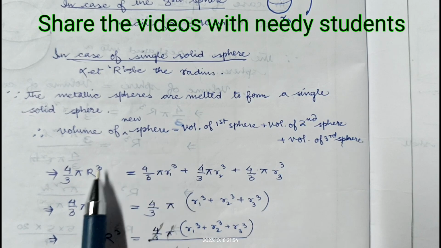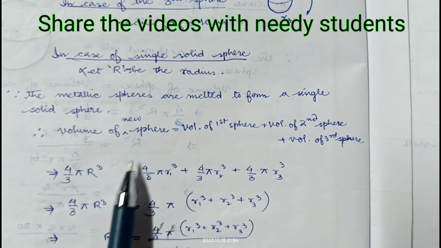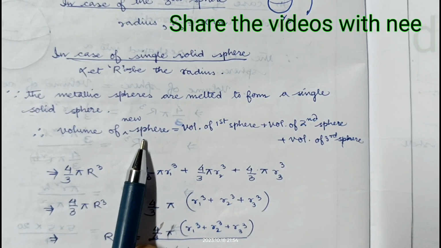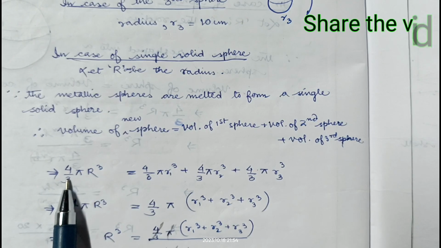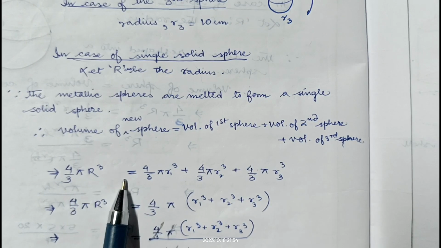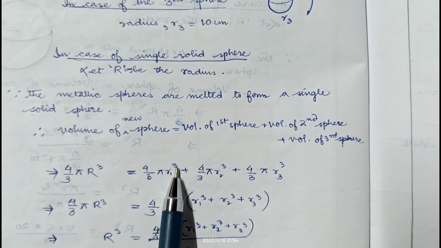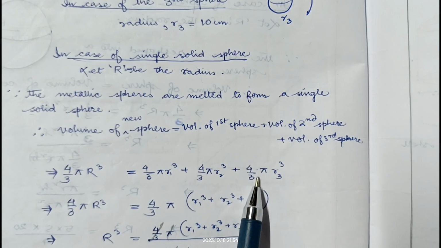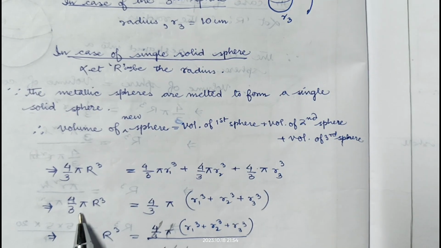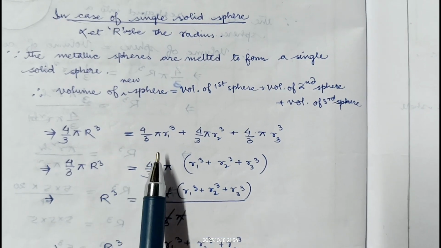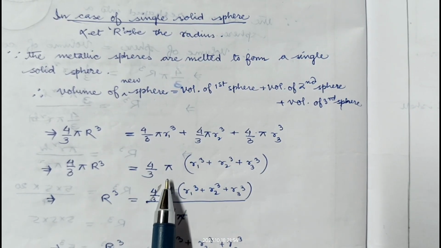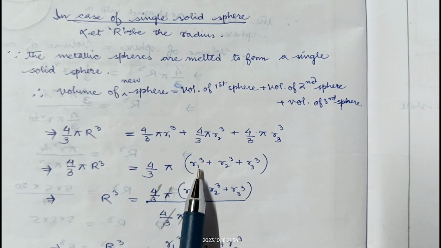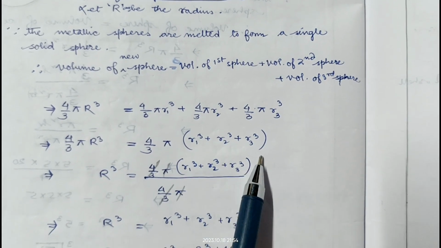We know volume of a sphere is 4 by 3 pi r cube. Since in case of new sphere, we have considered radius to be capital R, it will be 4 by 3 pi R cube equals 4 by 3 pi r1 cube plus 4 by 3 pi r2 cube plus 4 by 3 pi r3 cube. So 4 by 3 pi R cube equals, from these three I can take 4 by 3 pi common. We are left with r1 cube plus r2 cube plus r3 cube.